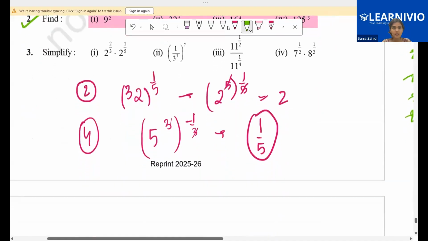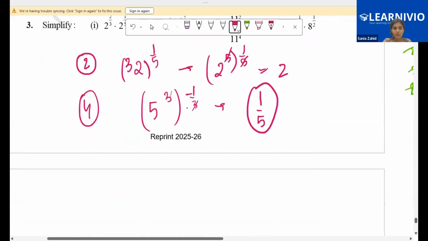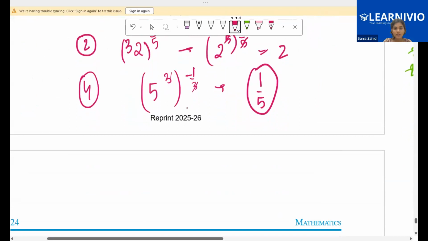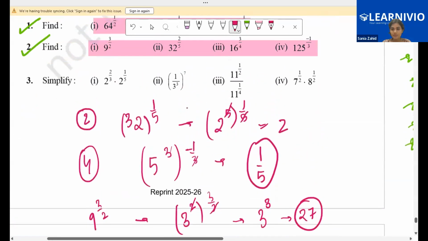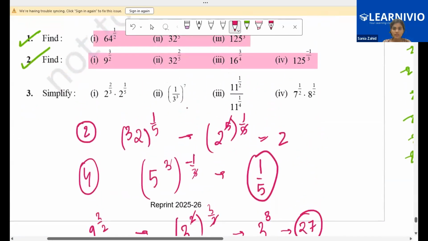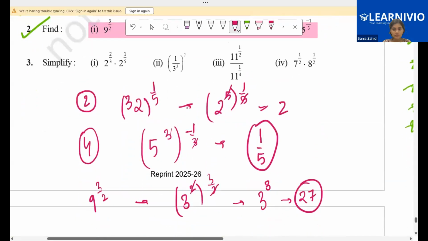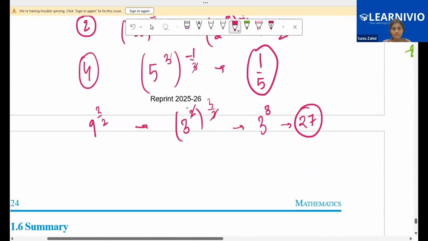Next is 9 raised to the power 3 by 2. Now, how will we solve this? First of all, you break down 9, so it becomes 3 square whole power 3 by 2, and you cancel 2 and 2, you get 3 to the power 3. So that's 27. Do you get 27? Abdullah, I got 27.